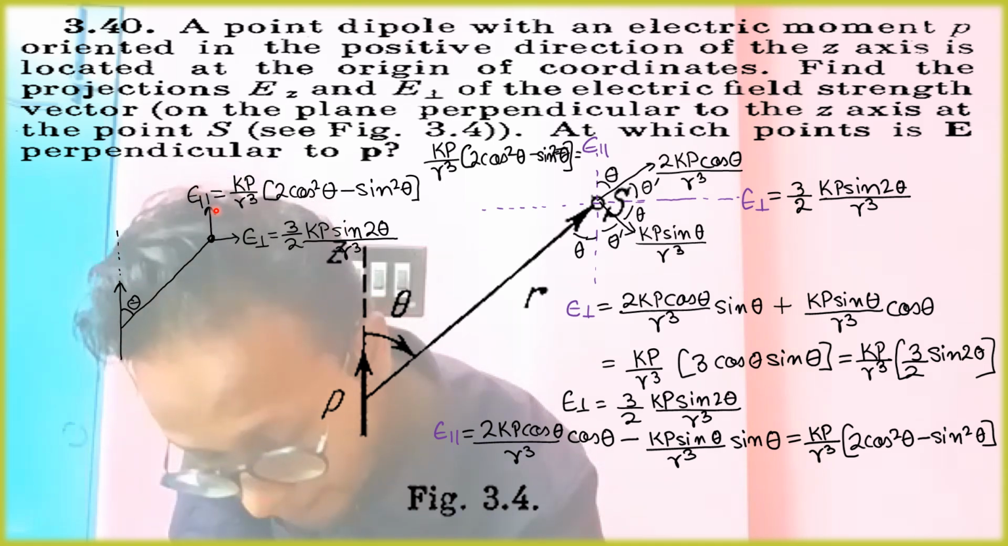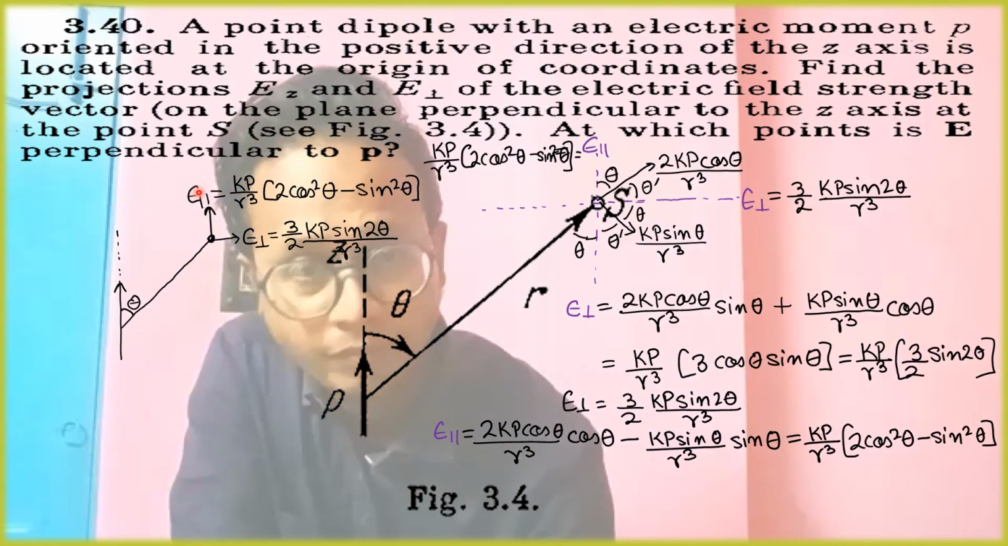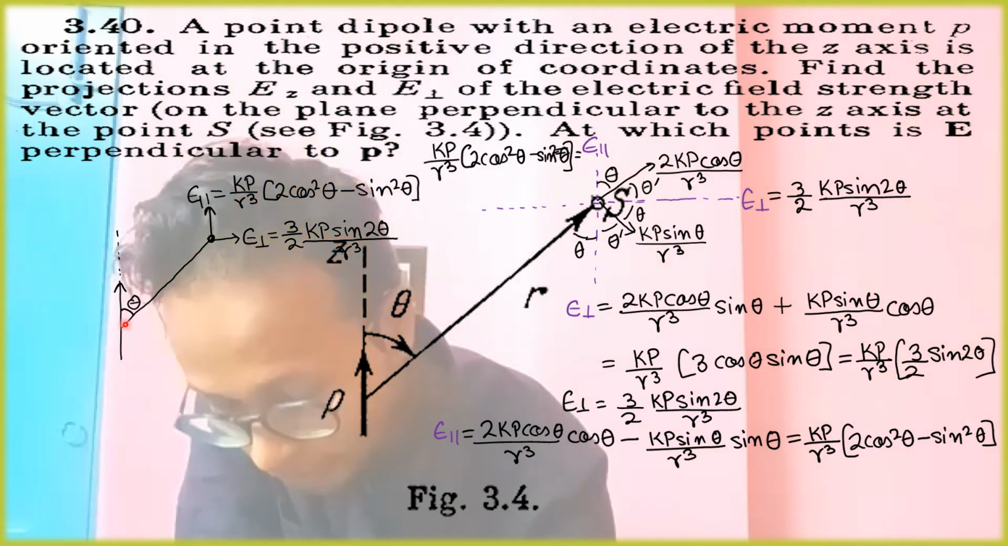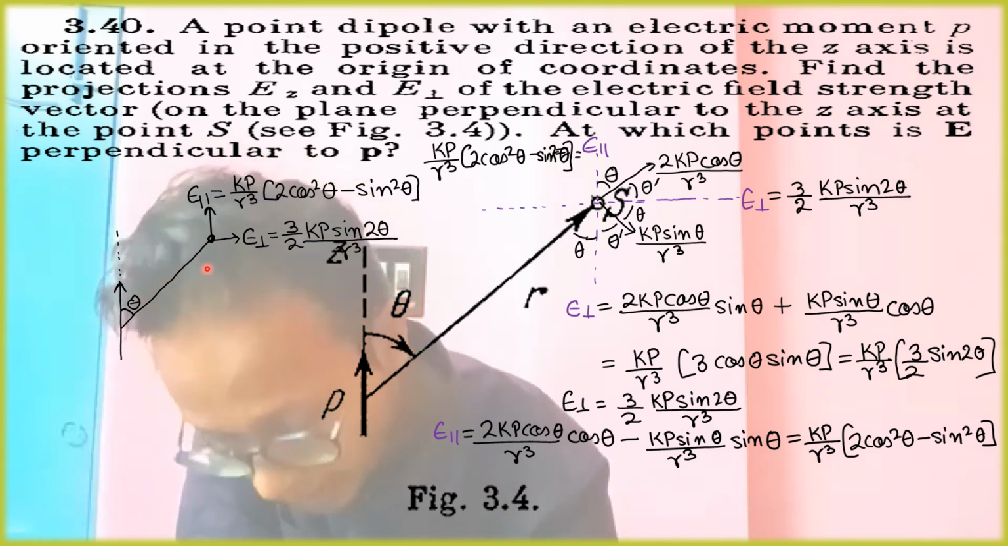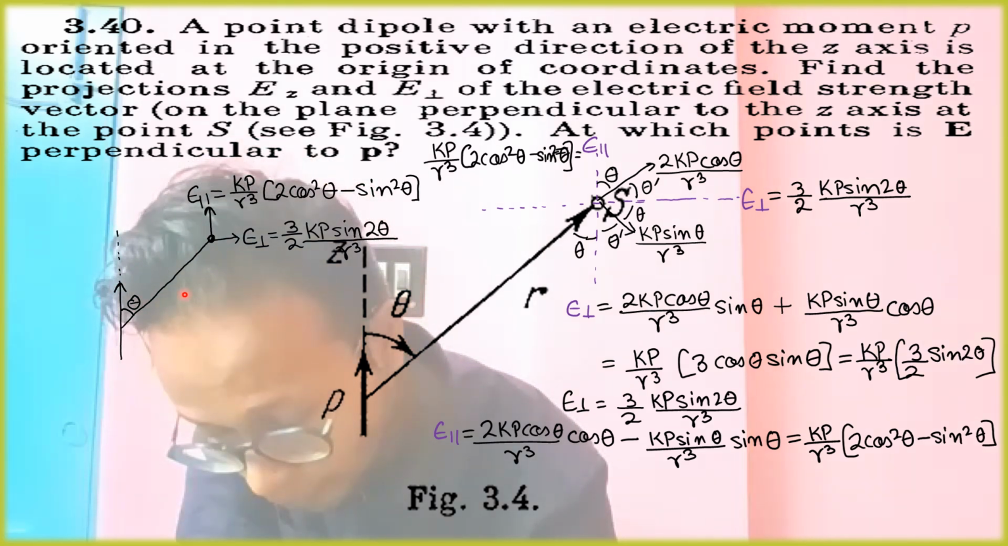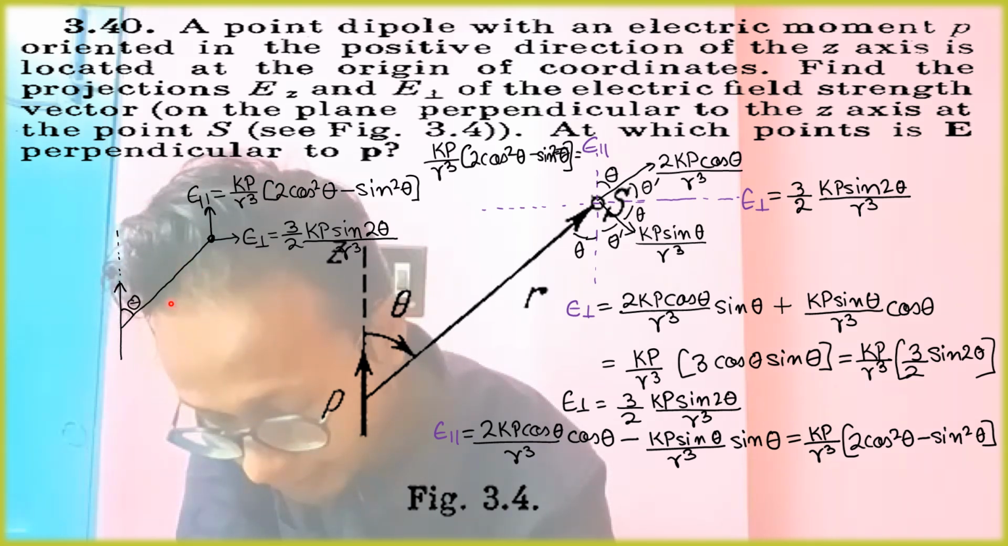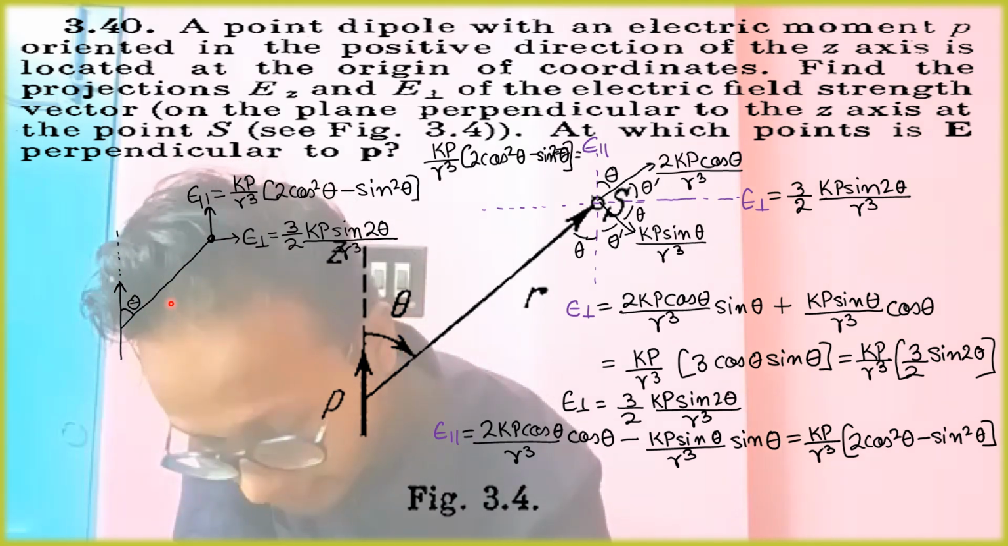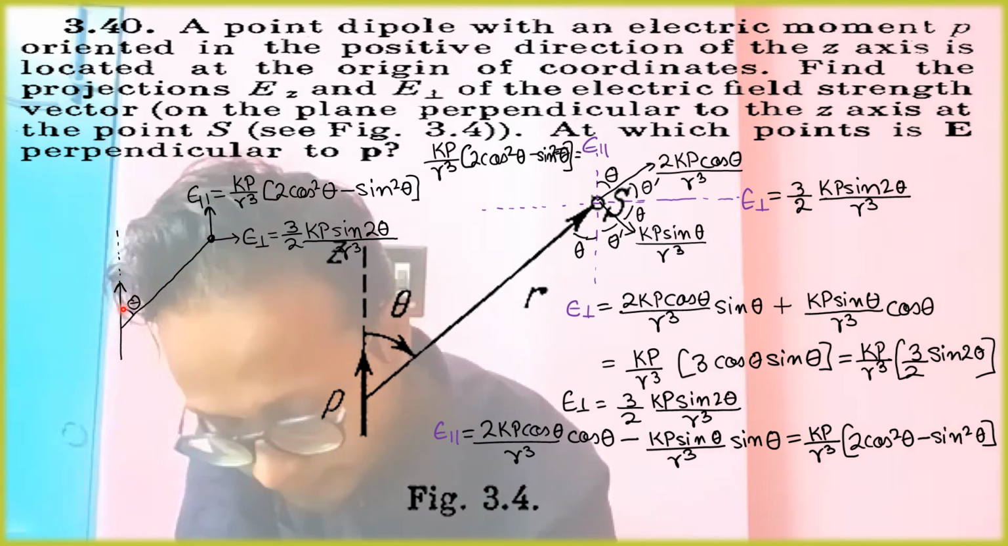Okay, the parallel component becomes zero. So there is no parallel component of electric field. So I have to find out all the points in space such that there exists no parallel component of electric field. That means there exists no component of electric field that is in this direction, isn't it?